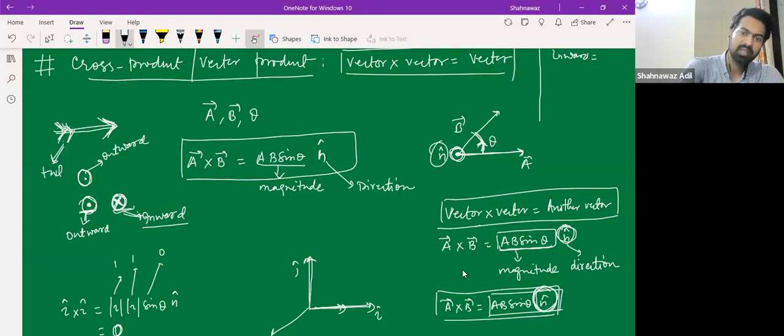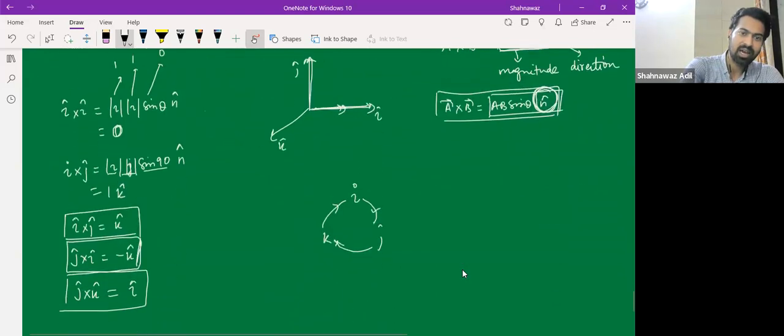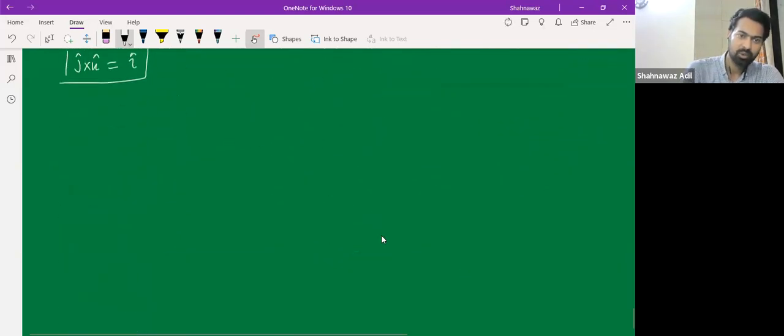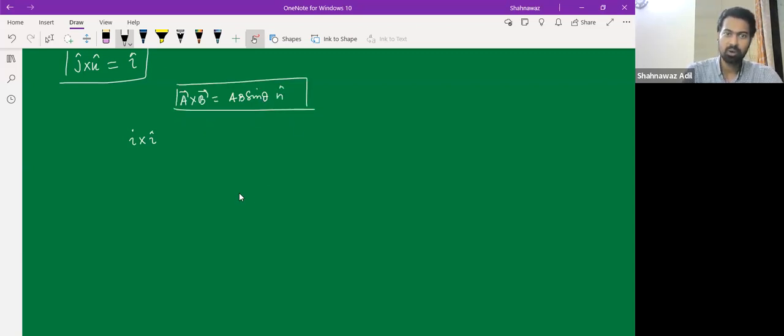Okay, so now we talked about this I cross I. We have this I cross I, and we know this already. A cross B, we know that this is A, B sine theta and n hat. This we know. So I cross I would be how much from this analogy?